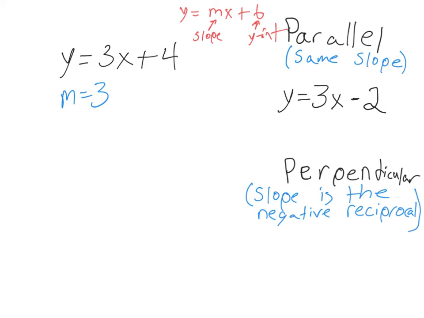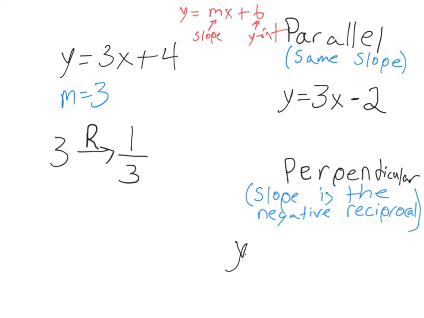And so the slope is 3. So I want to find the negative reciprocal of 3, because that's my slope. So when I'm here, my slope is 3. Remember, my reciprocal means I flip. And so now I flip it to 1/3. So I'm taking my slope under 1. But remember, I want the negative reciprocal.